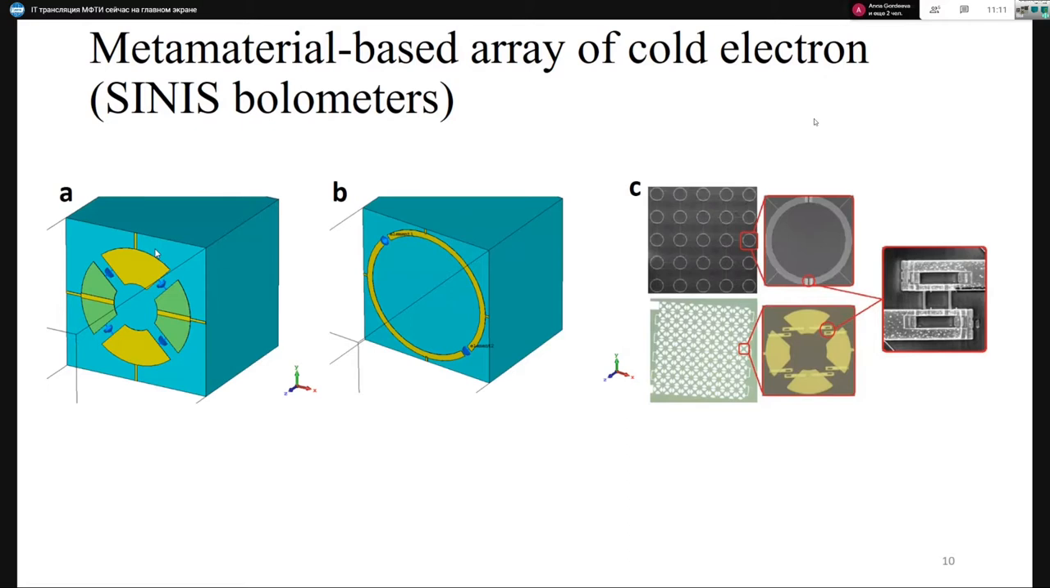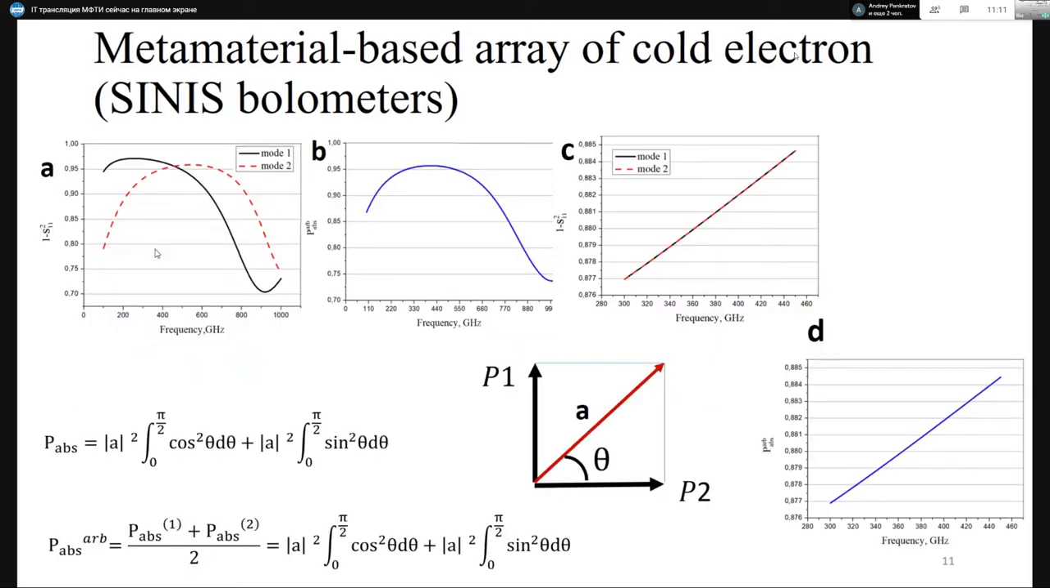All of these, until now, are lambda tens unit cells. And we put the same DC wire on the X and Y directions. Let's see what will happen for the results for both modes. From these two simple equations, we measured power absorption and arbitrary absorption, A and B. This is for figure A.